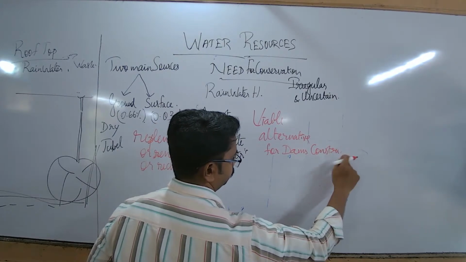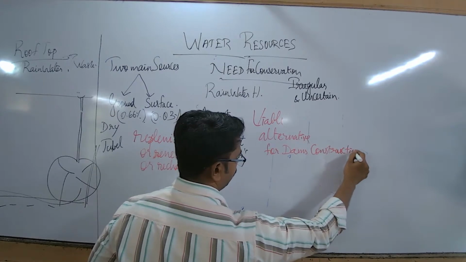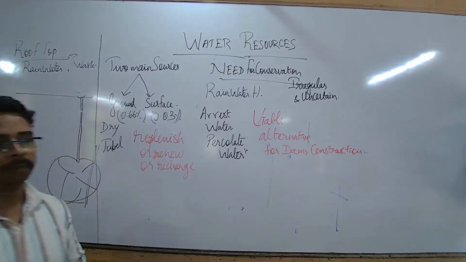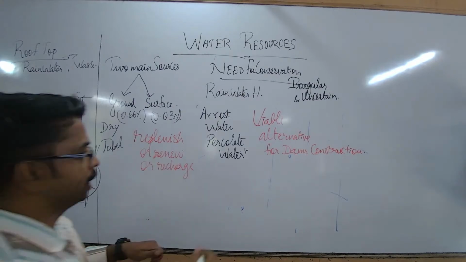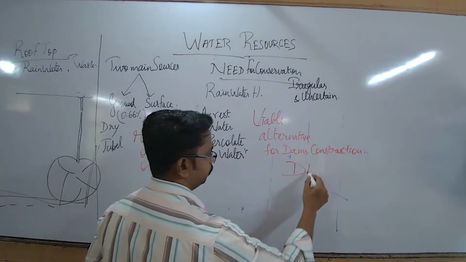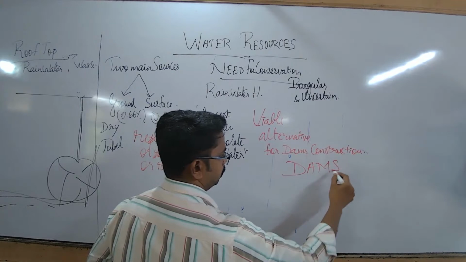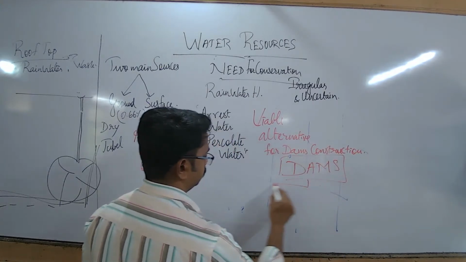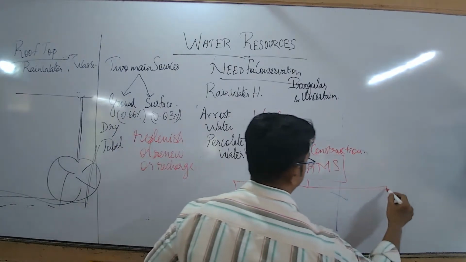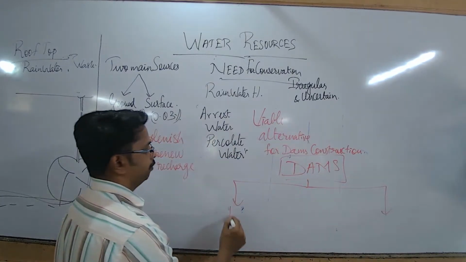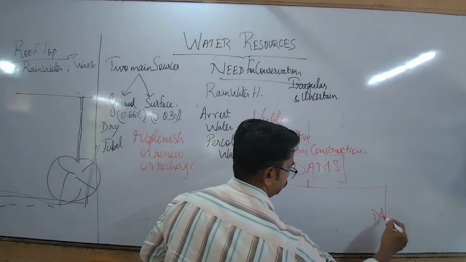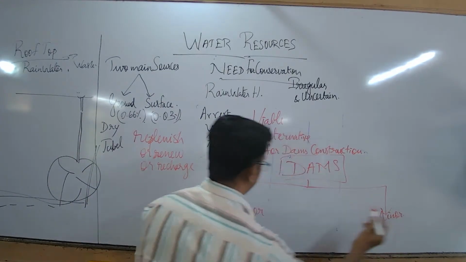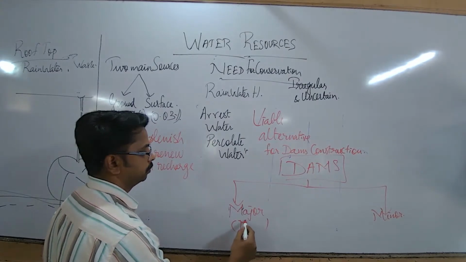Construction. Viable alternative, underline that word. Then put the heading, the next heading. I'll explain this. Only put the heading and keep it. You write dams like this and make a small... We have major and minor. Here you write multi-purpose.